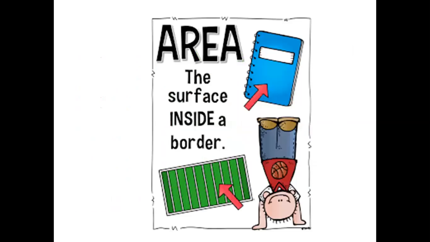Okay, that's the perimeter. What about the area? The area is the surface inside the border. For example, if I have a shape like this, it's a rectangle. We know that the area of any rectangle is length times width. So if I have it in a grid, I'm going to count the squares inside.